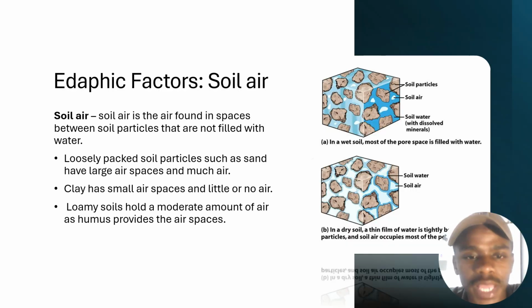We also have soil air. Soil air refers to the air found in the spaces between the soil particles that are not filled with water. Loosely packed soil particles such as sand have large air spaces and much air. And then clay soil has small air spaces and little or no air because the soil particles there are very, very small. Loam holds a very moderate amount of air due to its combination of various soils, and it has lots of humus.